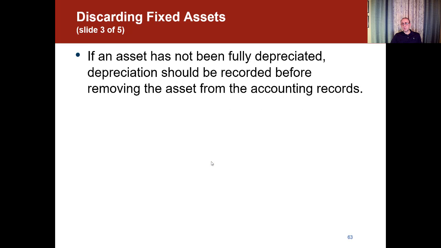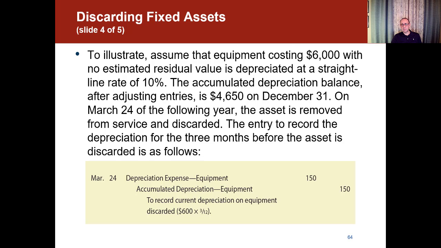If an asset has not been fully depreciated, and that's another common scenario, we have an asset that we decide to discard before it's fully depreciated. Depreciation should be recorded before removing the asset from the accounting records. So we have to adjust for the depreciation first, and then we remove the accounts. Let's see this example. Assume that equipment costing $6,000 with no estimated residual value is depreciated at a straight line rate of 10%. If we want to convert this 10% into years, we can just take 100% divided by 10%, and you can guess that this is 10 years. So the expected life of that equipment was 10 years.